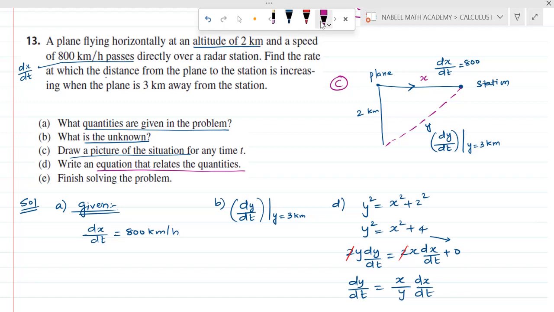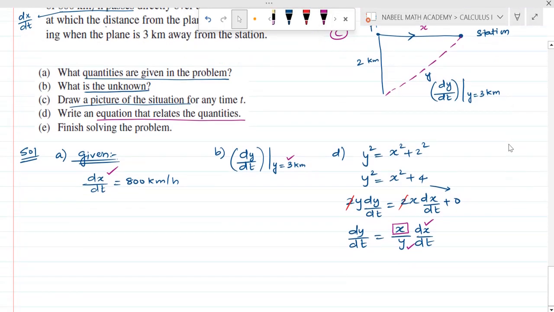Let us check what quantities we have. dx over dt, we have it. y, we have 3. But there is still one unknown. What is that unknown? x. So how will you calculate it? From the same equation. y squared equals x squared plus 4. y squared is 9, so 9 equals x squared plus 4. If you move it over, x squared equals 5, so x is equal to root 5.